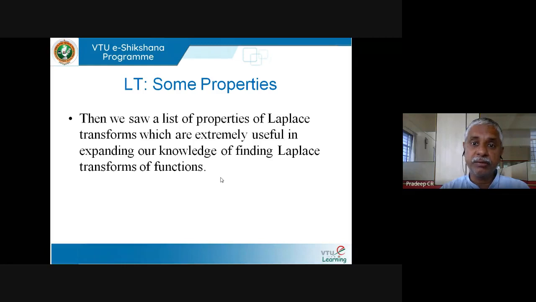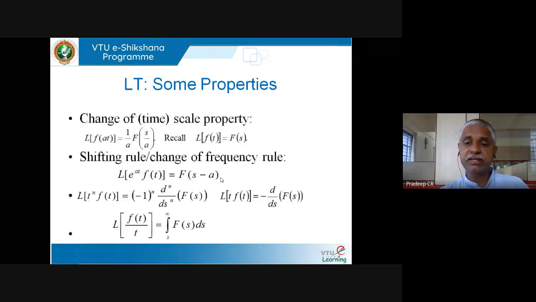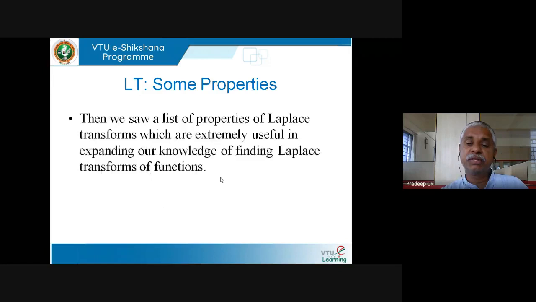Similarly, we can't so easily find the Laplace of a product of functions, but we can find the Laplace of sums and differences. That's what we have done. Sums and differences of elementary functions. Now, next we saw a list of properties of Laplace transforms, which actually expanded our horizon on finding the Laplace of functions. More different, more complicated functions we could find the Laplace of.